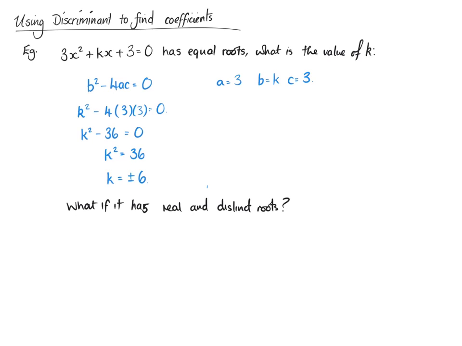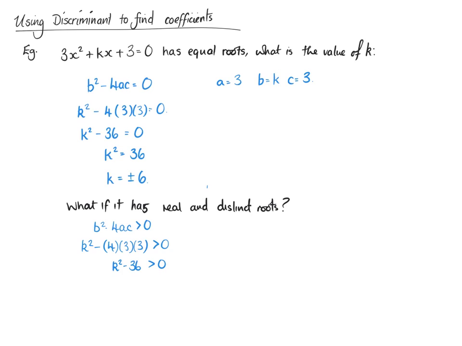Okay, so that means that we want b squared minus 4ac to be greater than 0. So then we put this in here, so we're going to get k squared minus, this bit's not going to change, 4, 3, and 3, but it's got to be greater than 0. So that means that k squared minus 36 has got to be greater than 0. So k squared has got to be greater than 36. But this is where things become a little bit more confusing.